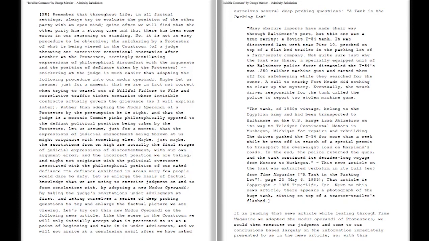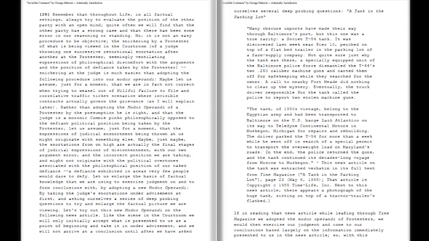Let us enlarge the basis of factual knowledge that we are using to exercise judgment on and to form conclusions with, by adopting a new modus operandi, by taking the judge's snortations under advisement at first, and asking ourselves a series of deep probing questions to try and enlarge the factual picture we are viewing. Let's try out this new modus operandi on the following news article. Like the scene in the courtroom, we will only initially accept what is presented to us as a point of beginning and take it in under advisement, and we will not arrive at a conclusion until after we have asked ourselves several deep probing questions.